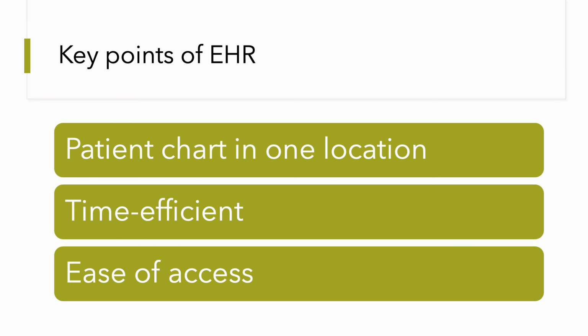The main key points of the electronic healthcare records are that patients' charting is all done in one location, as opposed to being done in separate doctors' offices and having to fax information and add to each other's paper chart. With the electronic healthcare record, patients' charts are all in one location. They are easy to access, and it is very time efficient accessing the patient's charts and being able to care for your patients.